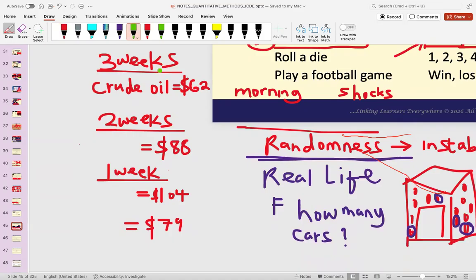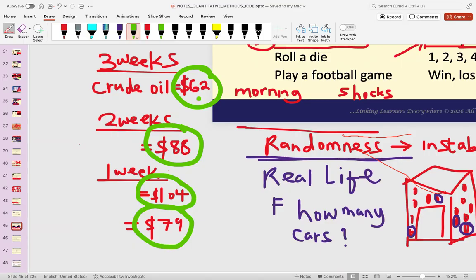Now look at the randomness. 3 weeks ago, $62. 2 weeks ago, $88. A week ago, $104. 3 days ago, $79. How do you plan with these inconsistent figures? How do you plan with this? This is where we say this movement is a random experiment. Why? You cannot predict the results until it happens. Until it occurs, you cannot predict.